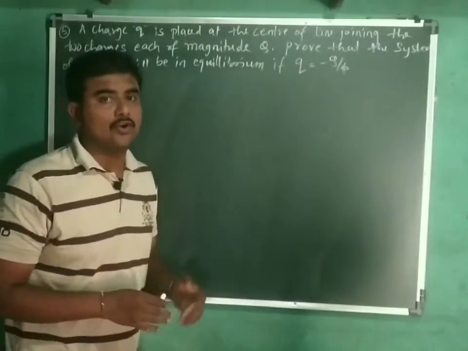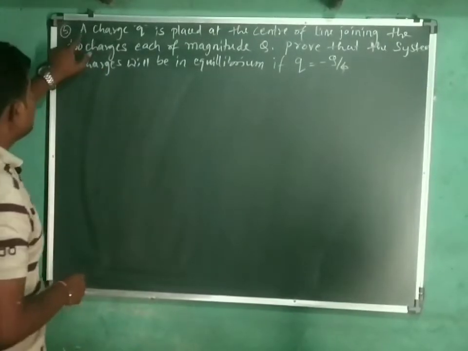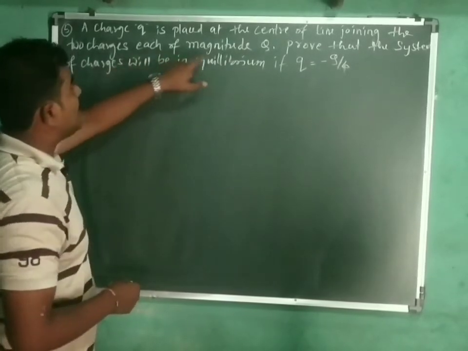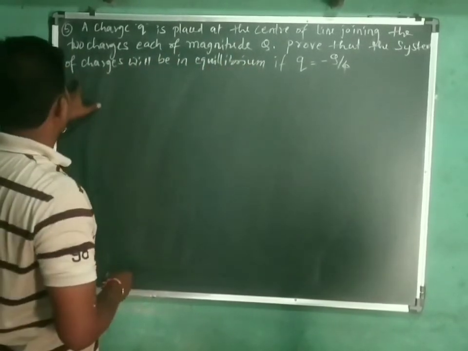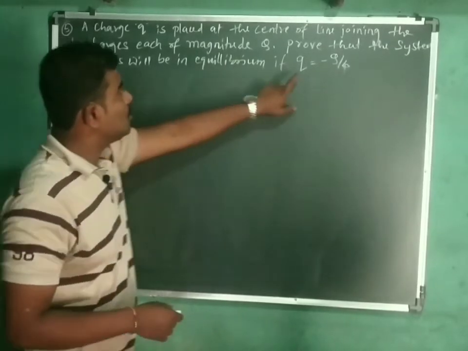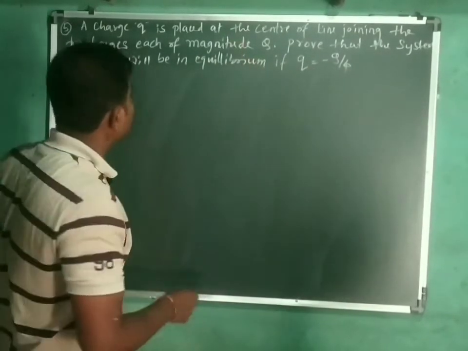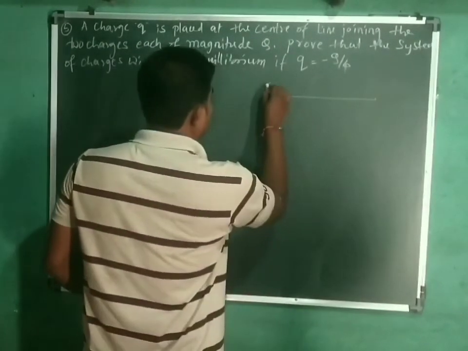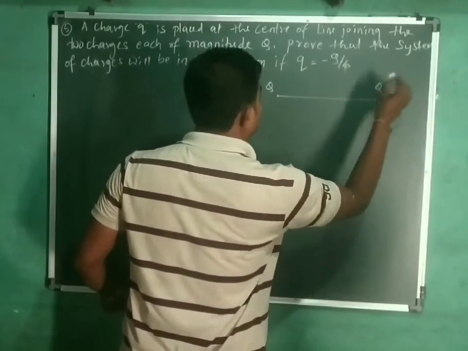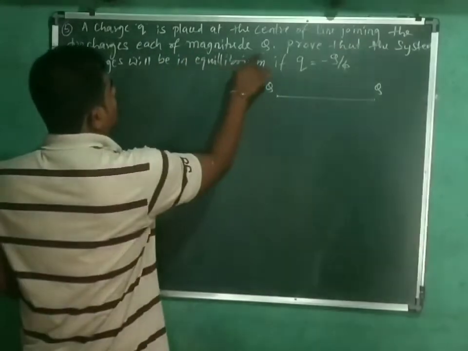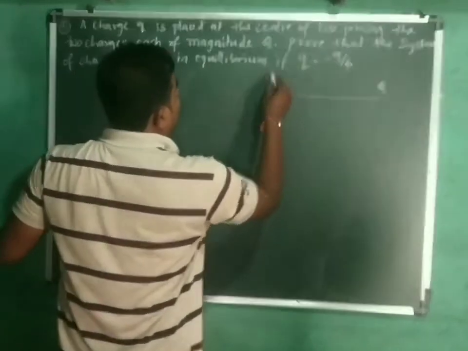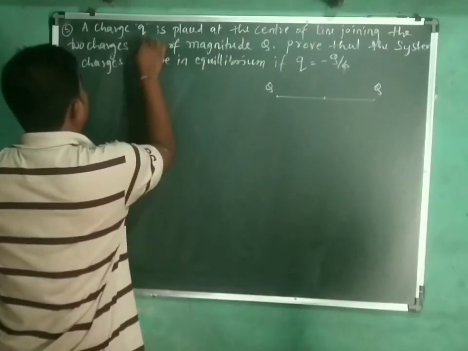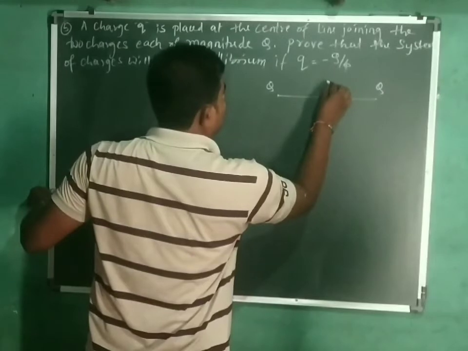Okay, so this is our next numerical. See here, a charge q is placed at the center of the line joining two charges, each of magnitude Q. Prove that the system of charges will be in equilibrium if q is equal to minus Q divided by 4. It means two charges are there. This is one charge Q, this is the other charge Q. These two charges have the same magnitude, and at the center of the line joining the two charges, at this location, a small charge q is placed.